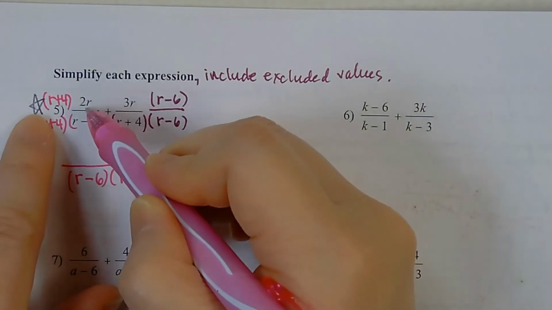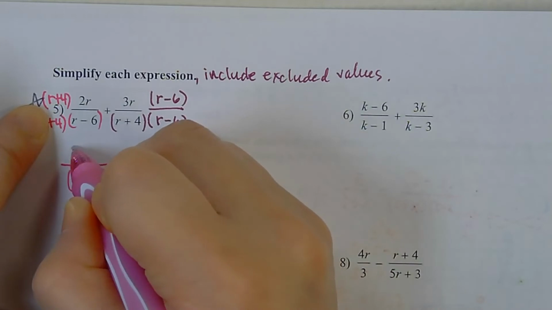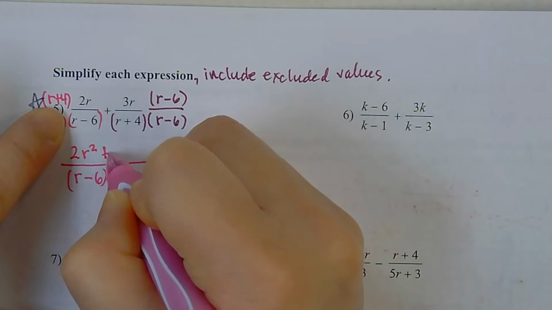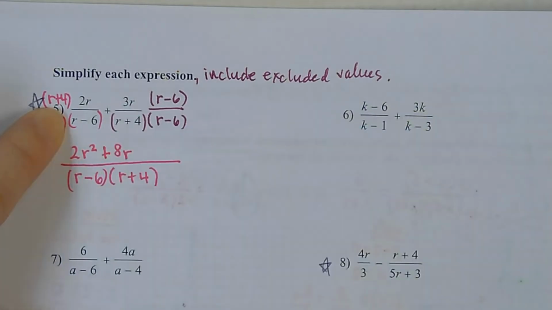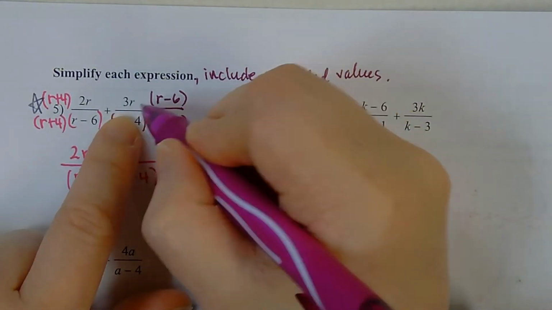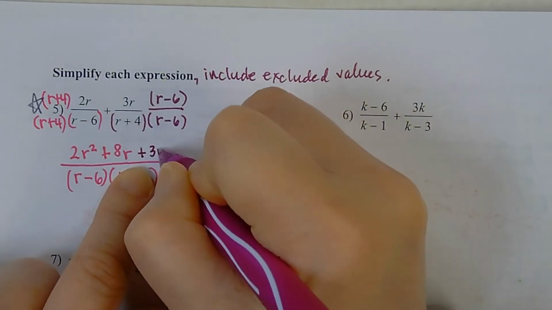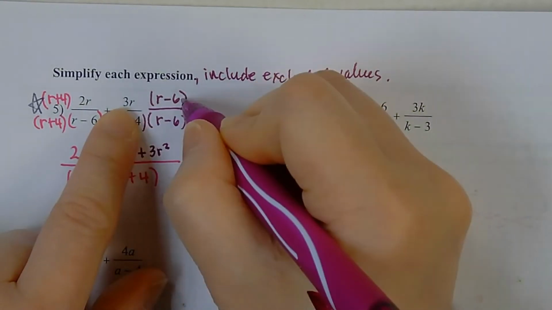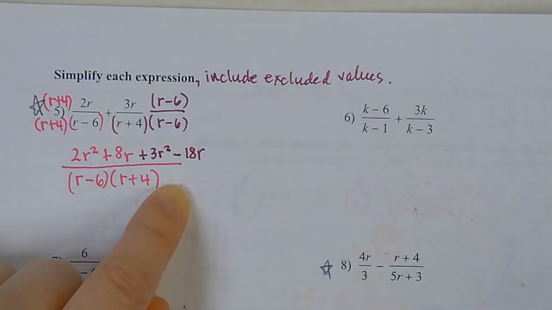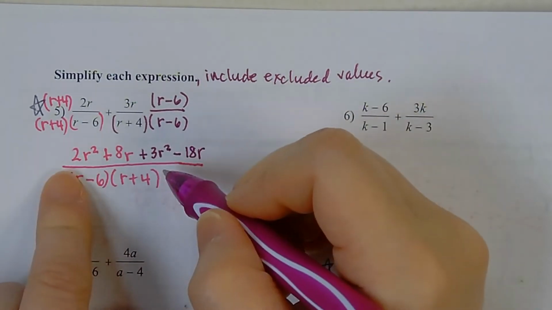So 2r times r, I'm just distributing, so 2r times r is 2r squared, and 2r times 4 is plus 8r. All right, and then we're going to do the same thing for this one right here. So 3r times r is plus 3r squared, and 3r times negative 6 is going to be minus 18r.